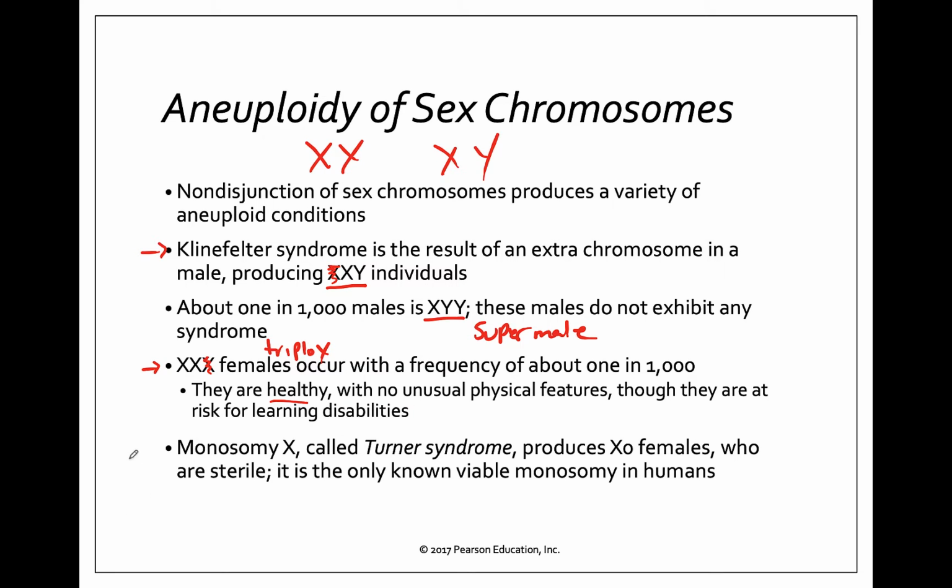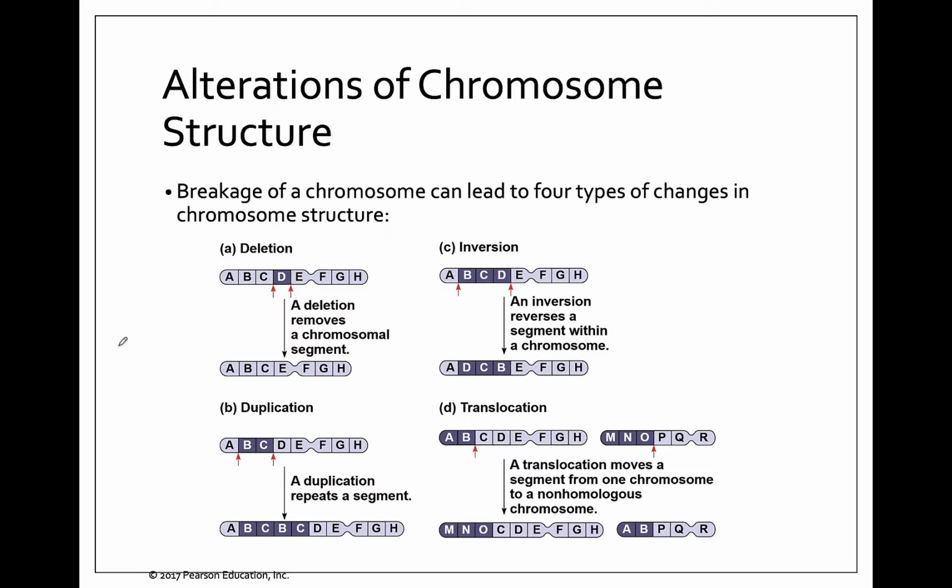The only human monosomy is called monosomy X, or Turner syndrome. When we write this one, we usually just write XO to indicate that that is a missing chromosome. So this would be somebody who would present female, and this person would be sterile. They are not going to be able to reproduce and have children.